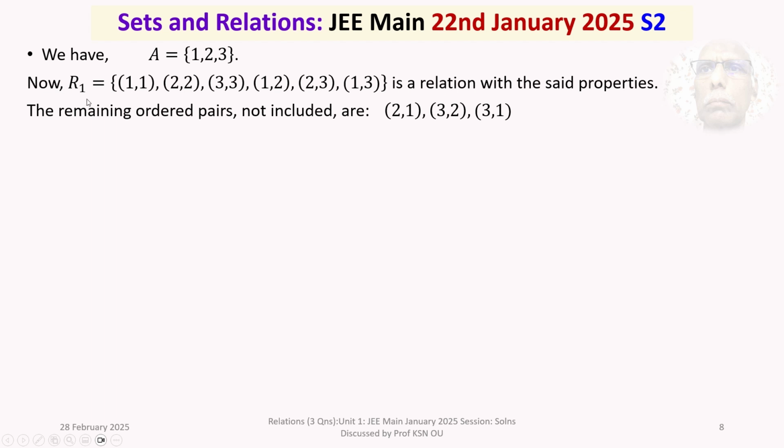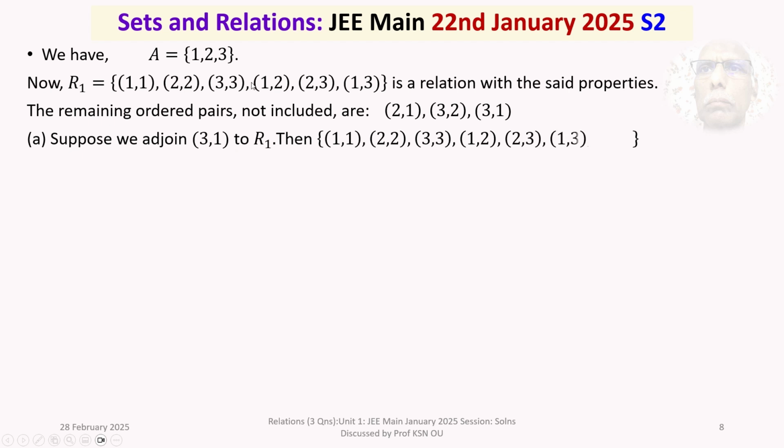Now look at R1. What are the remaining ordered pairs which are left out, that is, which are not included in the above relation? They are (2, 1), which is the symmetric form of (1, 2), (3, 2), and (3, 1). Right. So we deal with 3 cases. Suppose we adjoin (3, 1) to R1.